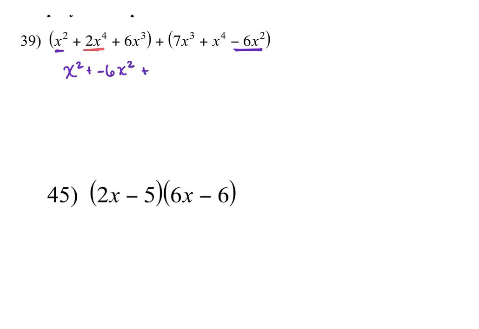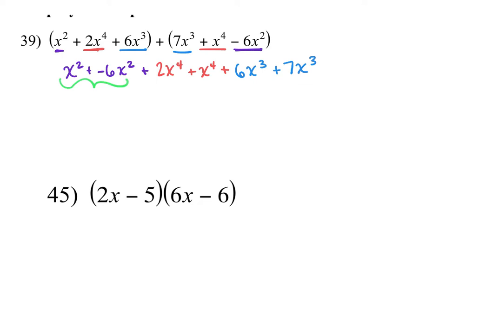2x to the fourth. What does that pair up with? That pairs up with x to the fourth plus 6x cubed, which pairs up with the 7x cubed. Remember, if it doesn't pair up with anything, it just stays the same. And then once you do this, you need to actually add them.